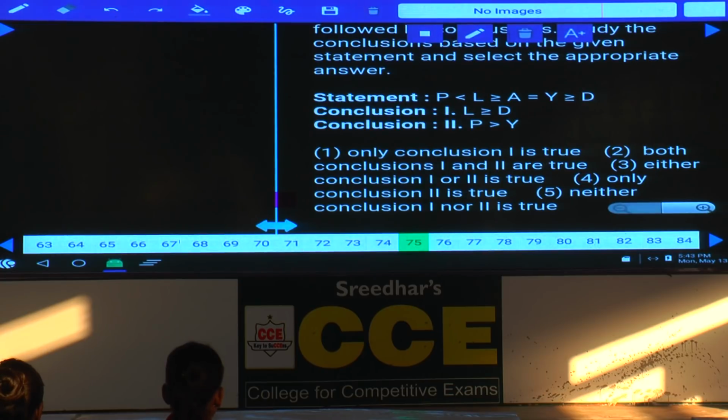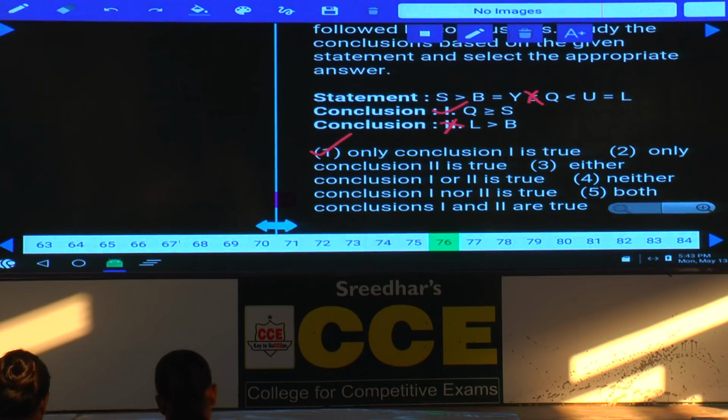74. Then coming to question number 75, here again forget about the equals to symbol, L greater than or equal to D is definitely true. And the second one, the relation between P and Y. There is 1 lesser than, 1 greater than, 2 opposite symbols between these 2, so the second conclusion does not follow. Only 1 is true, that is choice 1, 75.